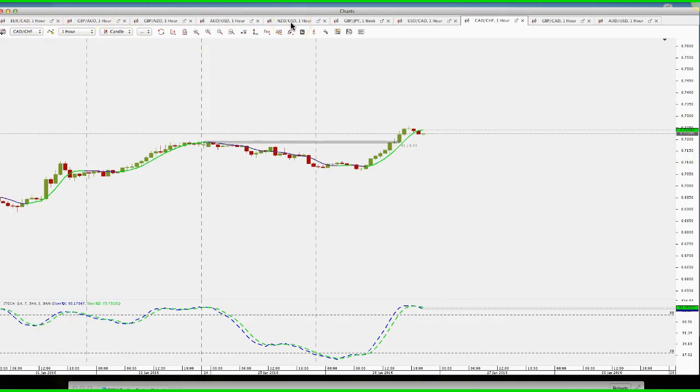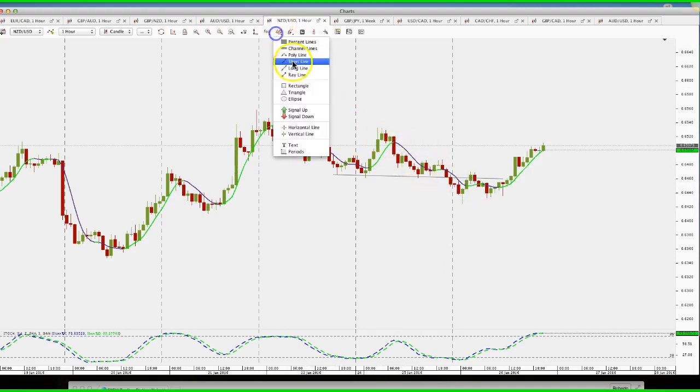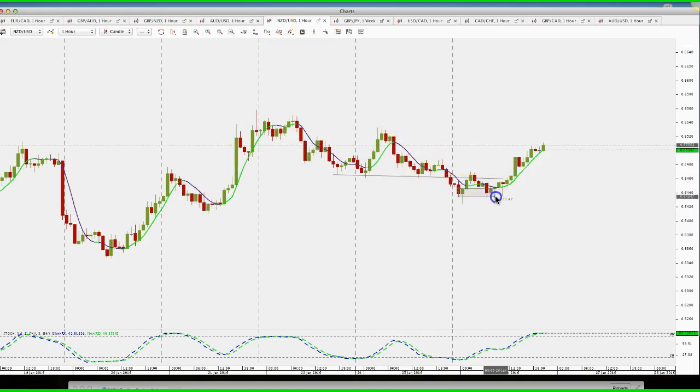We had New Zealand dollar was another one. Let me see if I have that. Okay, there it is. New Zealand dollar. The market was in an uptrend last week. There was the Monday sell-off, and the market recovered in the Asian session on Tuesday, and there's your turnaround Tuesday, and the market resumed its upward trend.